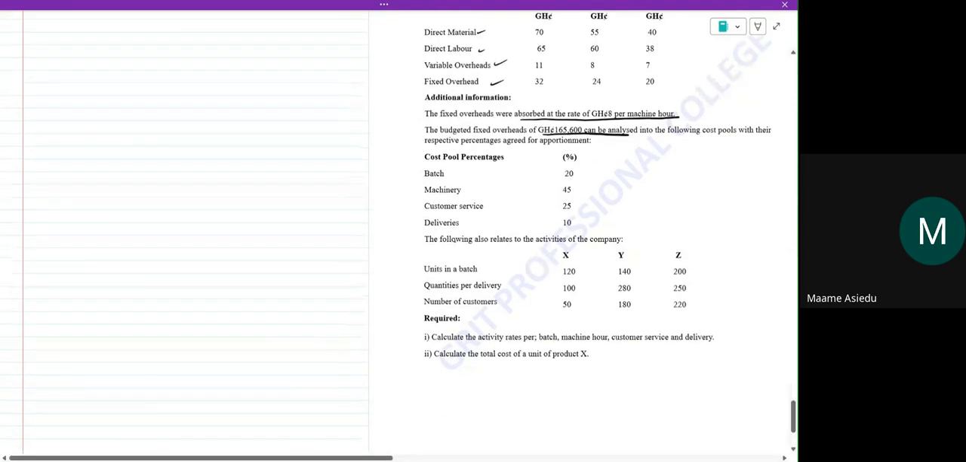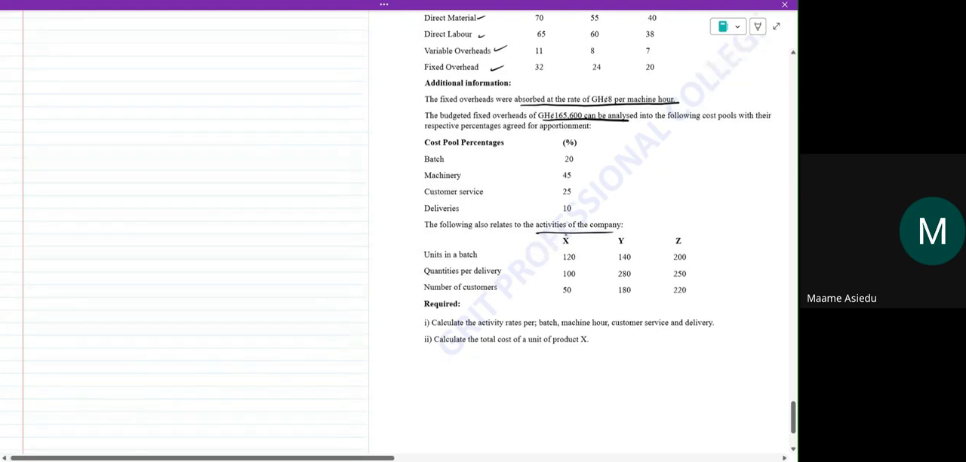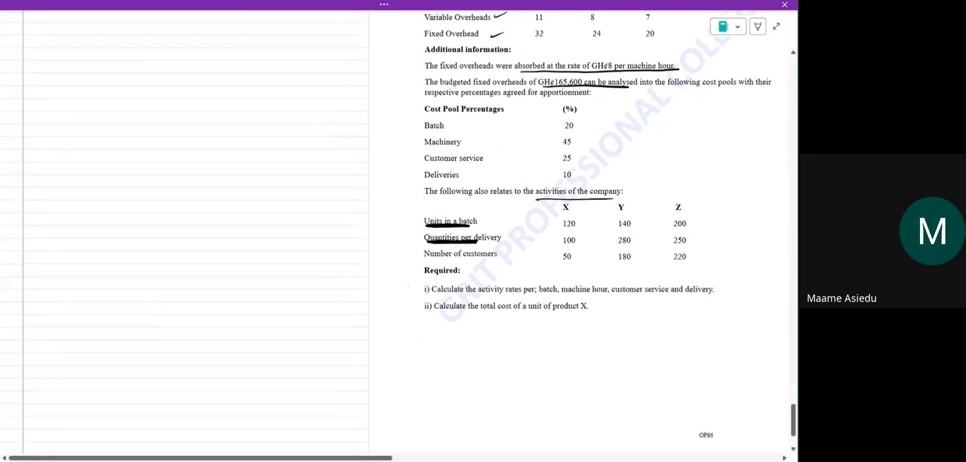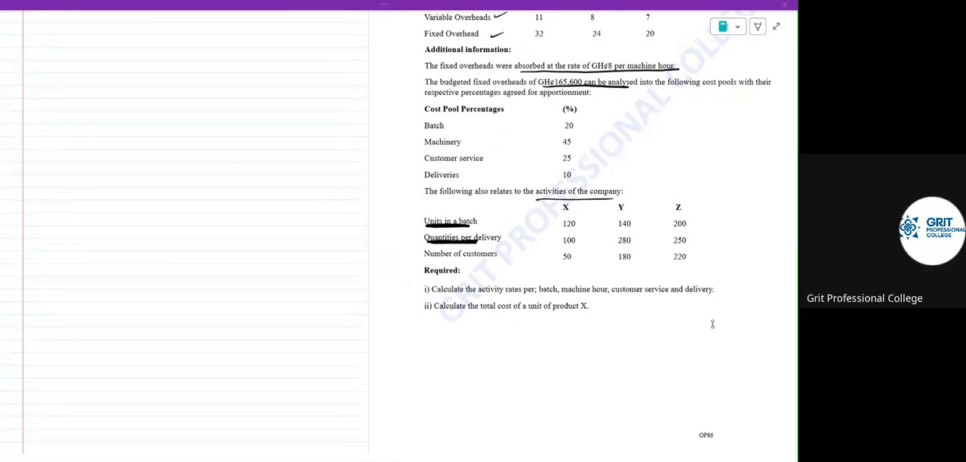The following also relates to the activities of the company. Units in a batch for X, Y, and Z, quantities per delivery for X, Y, and Z, and number of customers for X, Y, and Z. We are required to calculate the activity rates per batch, machine hour, customer service, and delivery. Then calculate the total cost of a unit of product X.